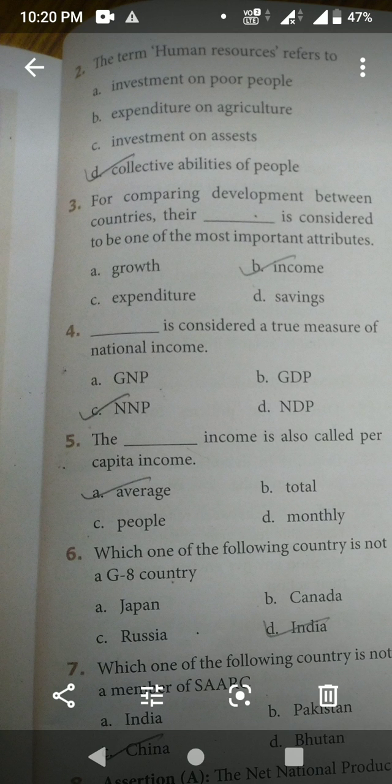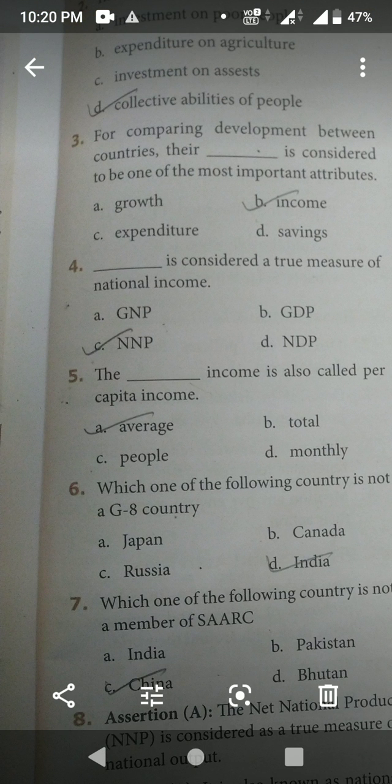Fifth question, the dash income is also called per capita income. Option A, average. The average income is also called per capita income.